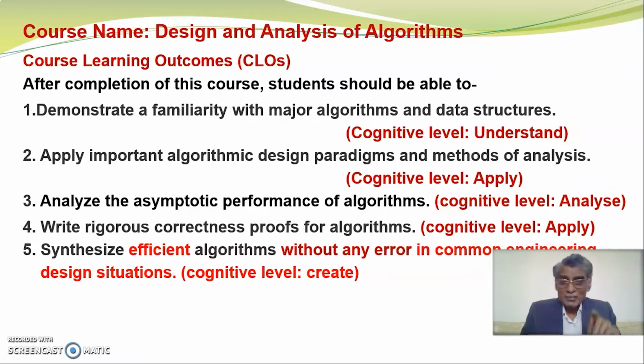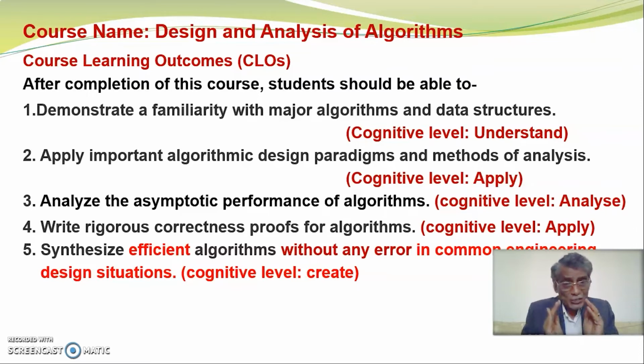What is the cognitive level? Understand. Apply important algorithmic design paradigms and methods of analysis. Cognitive level is apply level. Analyze the asymptotic performance of algorithms. Analyze level. Write rigorous correctness proofs for algorithms. Apply level. Now look at the fifth one, sir.